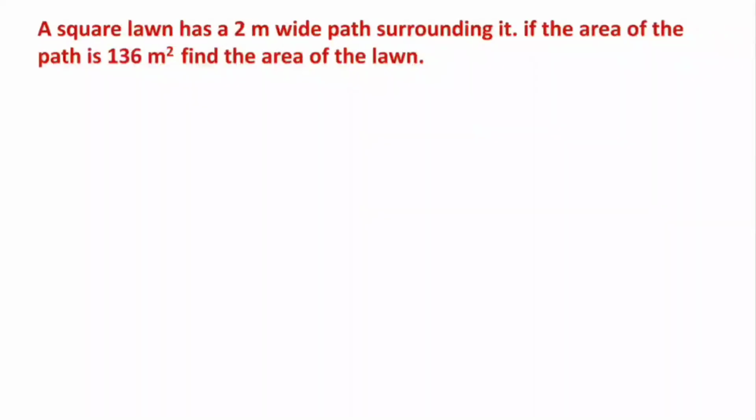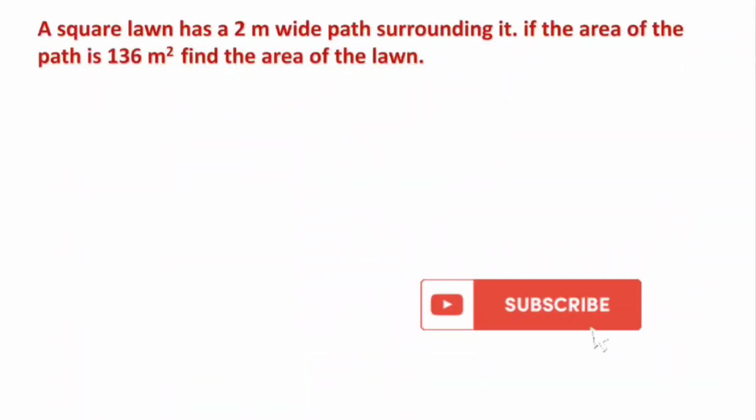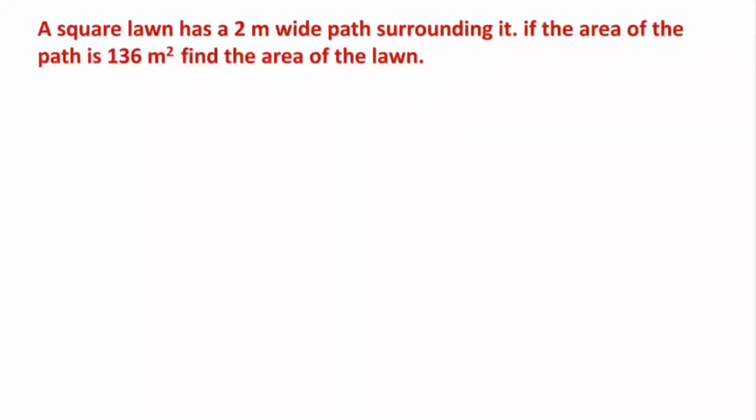A square lawn has a 2-meter wide path surrounding it. If the area of the path is 136 meters square, find the area of the lawn. Now consider a square ABCD.